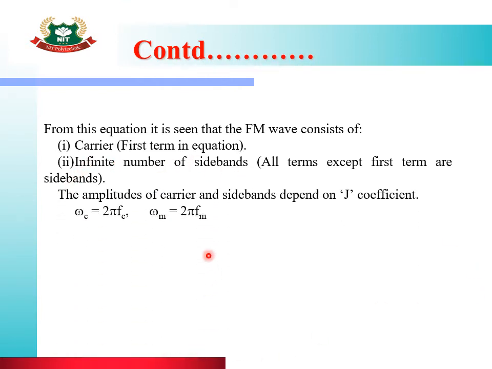So the amplitude of the carrier and the sidebands depends on the J coefficient. Here omega_c is equal to 2 pi fc and omega_m is equal to 2 pi fm, which are the angular frequency of the carrier signal and the angular frequency of the modulating signal. So in place of omega_c and omega_m, we can also use fc and fm, the frequency of the carrier signal and the frequency of the modulating signal.